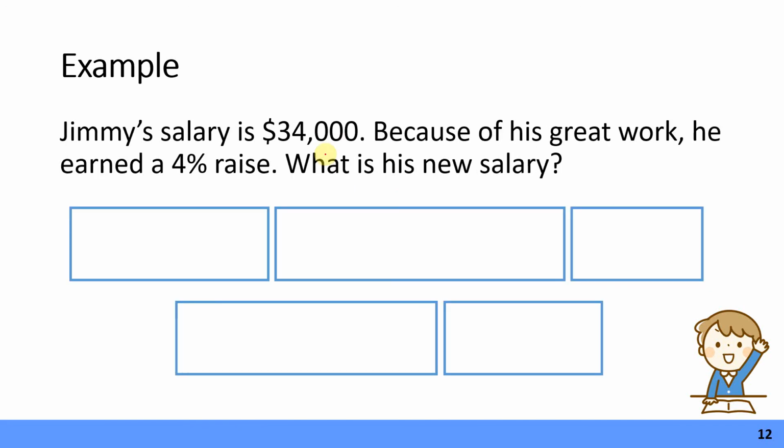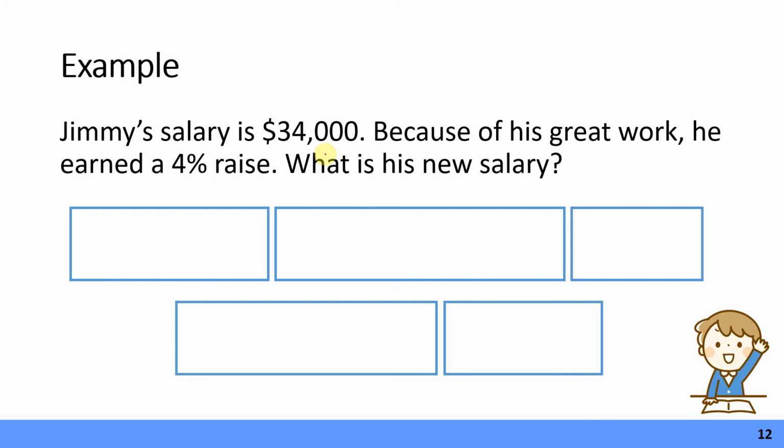All right, here we go to the last problem for this video. Again, just trying to make it a little more interesting. So here we have Jimmy's salary. His yearly salary is $34,000. That's how much he earns every year. But because of his great work, he actually earned a 4% raise. The question is, what is his new salary?